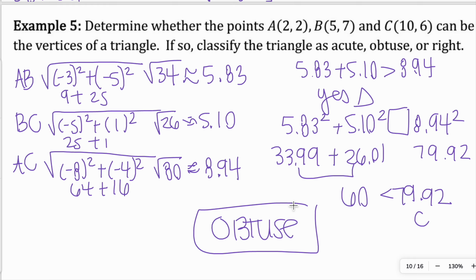And that's it. So hopefully that gives you some good leeway of how to use the Pythagorean theorem and its converse.